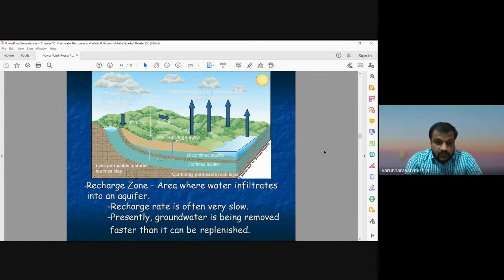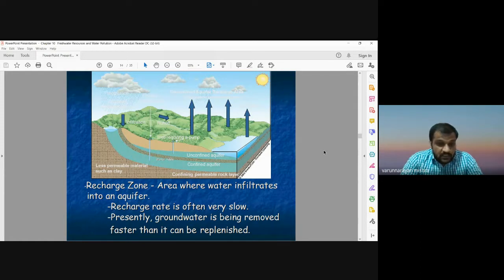If the surface is highly permeable, if the rock is highly permeable, water can easily infiltrate into the underground. So in that case, there may be a good amount of underground water. If the infiltration process is very low, the rock is not permeable, and less water can infiltrate into the surface or underground, then there may be a slow rate of recharge.